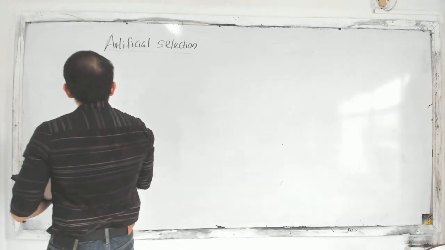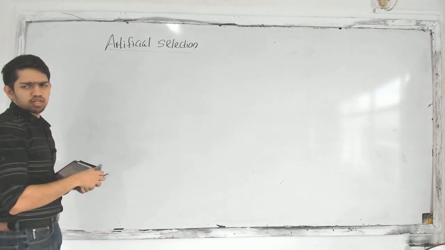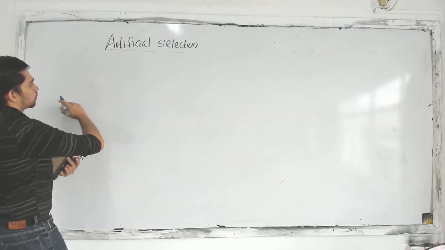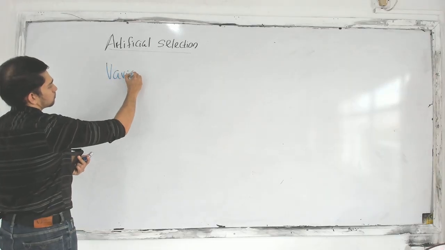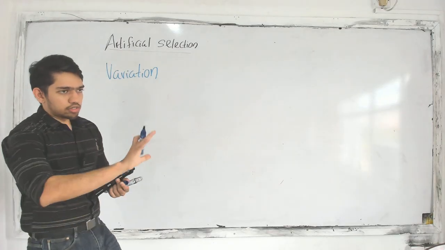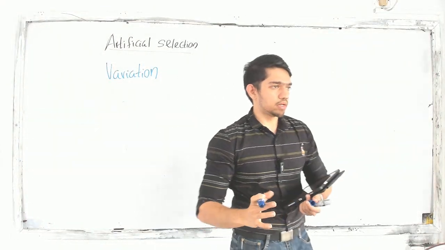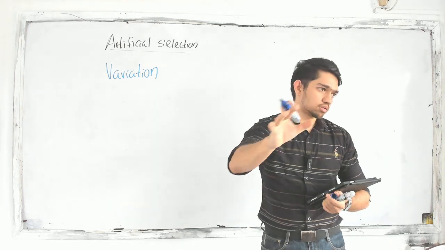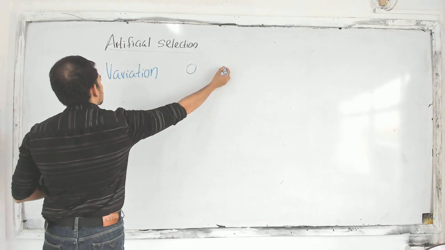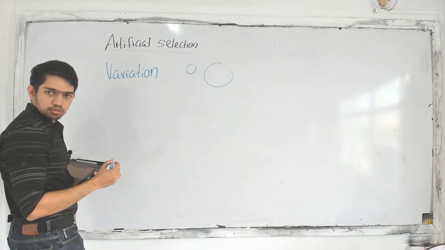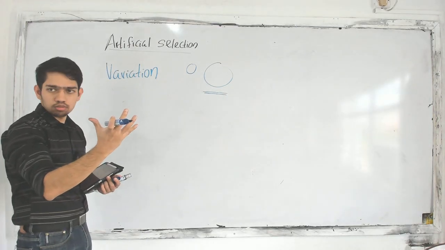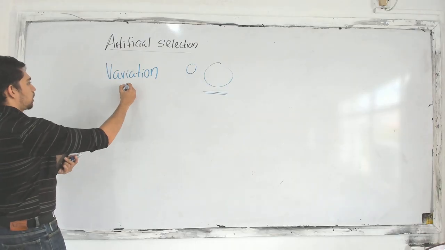So it's a stepwise process. To do artificial selection, the first thing you have to have is variation. What does that mean? Let's say you have a pumpkin patch, a sort of cultivation of pumpkin. Within that cultivation, there are going to be small pumpkins and big ones. That is variation. The nice trait that you want to pass on is the large size.